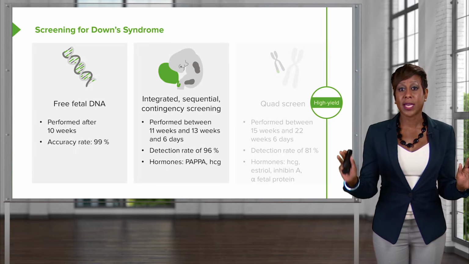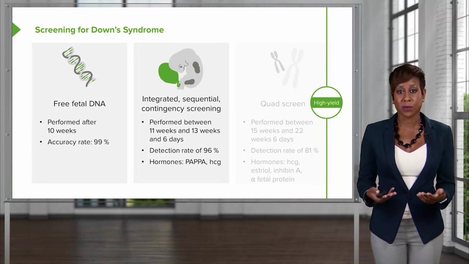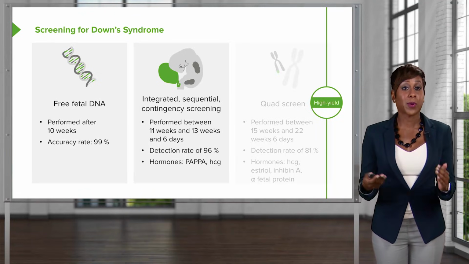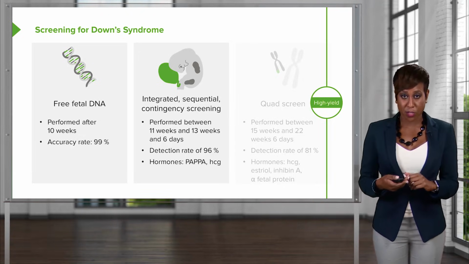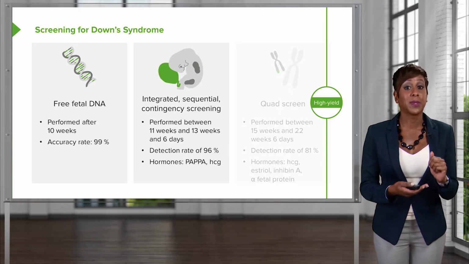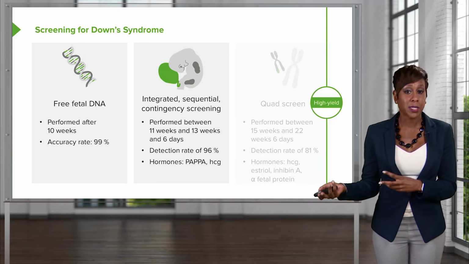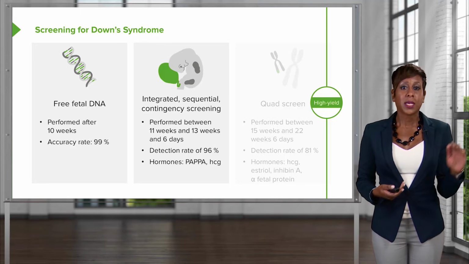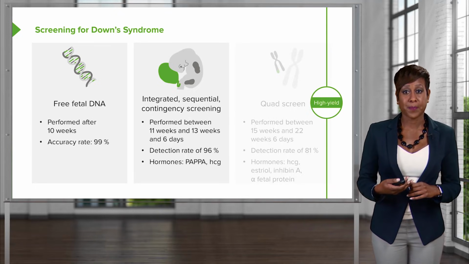Sequential screening means that you take the results of the first trimester, you get a result. You take the results of the second trimester, get a result. And overall, you're given a result. That's a little bit different than the integrated, where you don't get a result until the second trimester. The contingency screen is done in the first trimester, and if the risk of having Down syndrome is low, the second trimester test is not done. Only an alpha-fetoprotein is done in the second trimester to determine if there's a risk of neural tube defects.